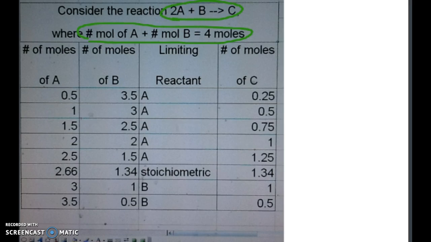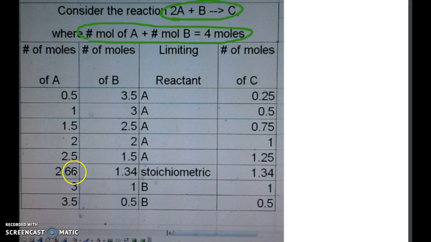Now let me point out one more thing here. You notice that as I'm increasing the number of moles of A, I go by values of 0.5. So it goes from 0.5 to 1, 1 to 1.5, 1.5 to 2, and so on. Now, you might ask yourself at this point, how is it that I know that when I go to 2.5, instead of jumping directly to 3, I actually go exactly to 2.66? And that's a fair question.